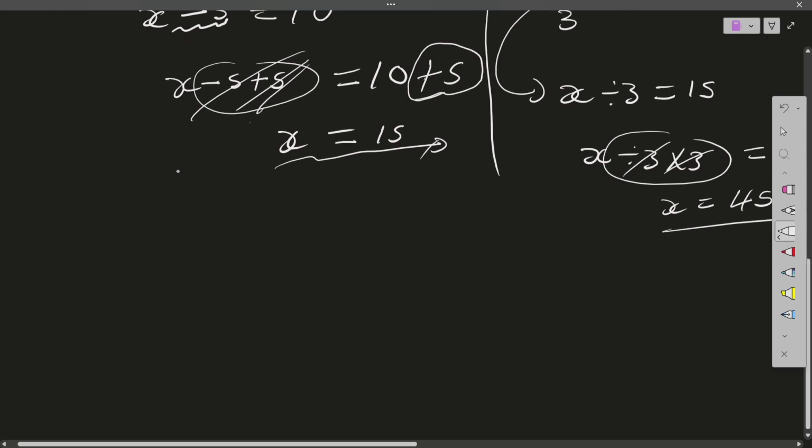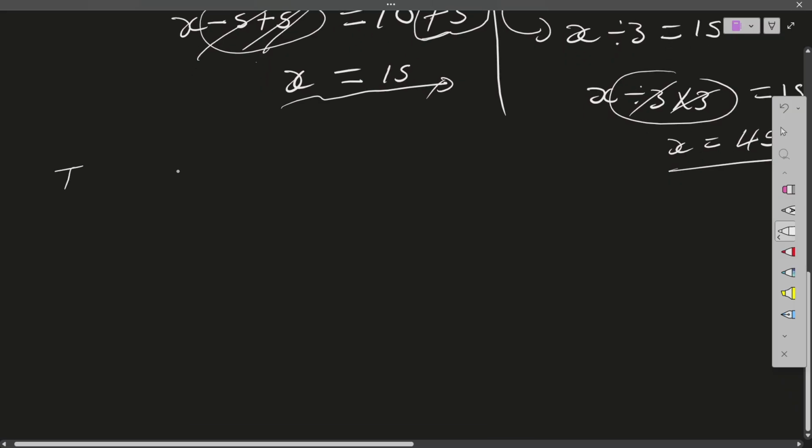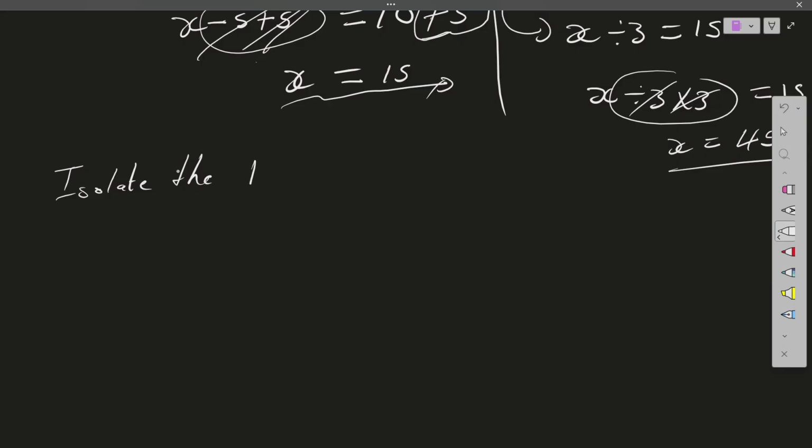The main idea is to isolate the variables. If you do not know what a variable is, you can check out my other videos which explain variables, terms, coefficients, constants, and everything in my introduction videos to algebra. Isolate means you get the variable alone on one side. That is the key idea.